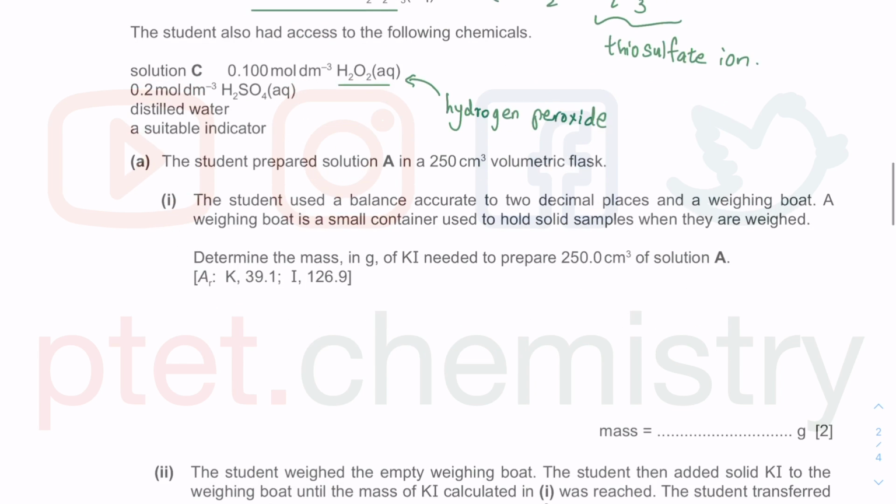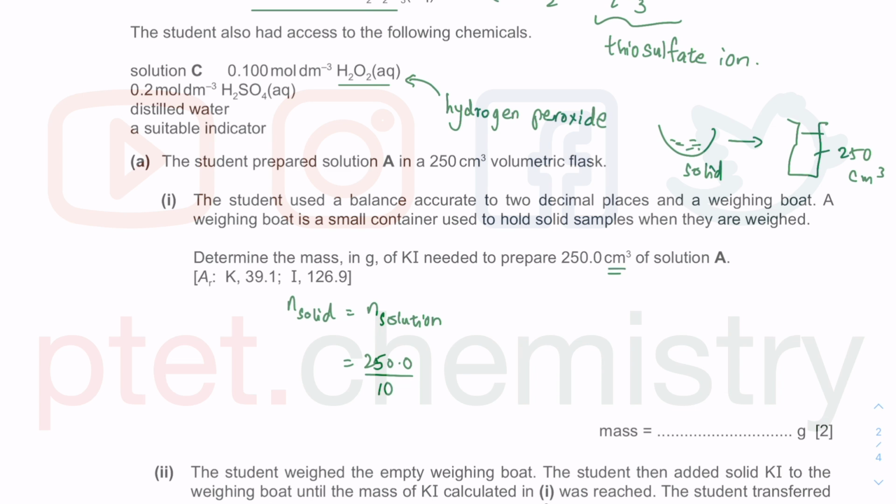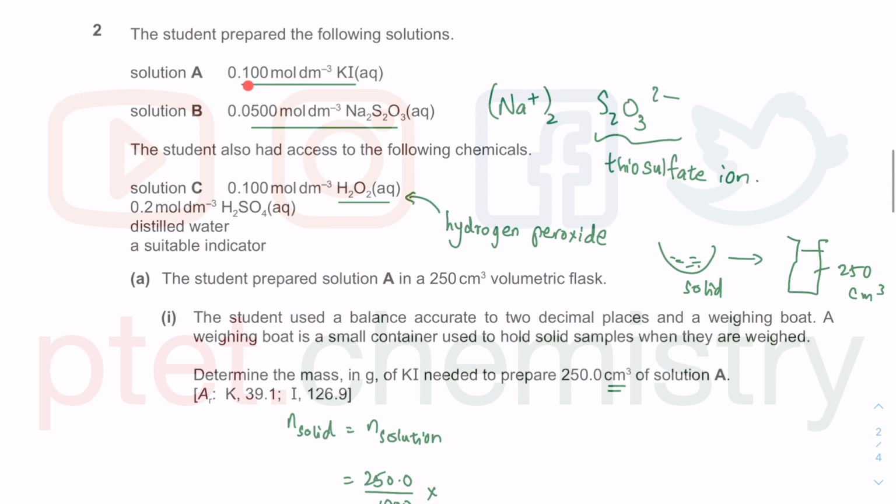In any case, this is about the same idea. From the solid, you're going to prepare 250 cm cube of the solution. So these are the solid. The question is how much of the solid you need. So the mole of the solid is going to be the same as the mole of the solution. You have 250.0 cm cube. So I need to convert that to dm cube. To convert that to dm cube, I divide by 1000. The concentration of solution A that's needed is 0.100.